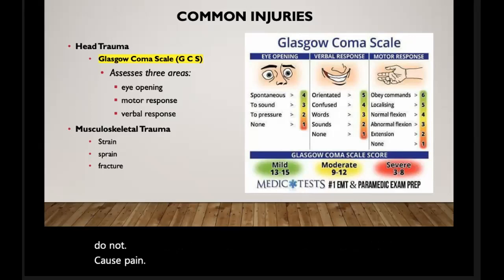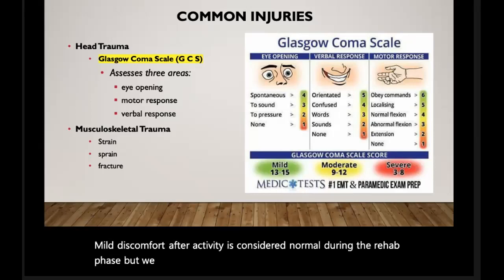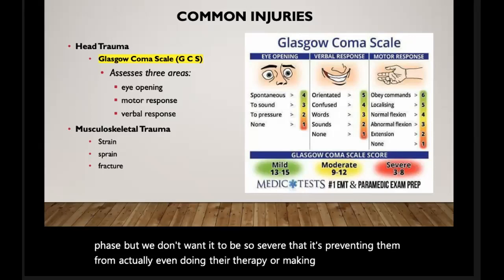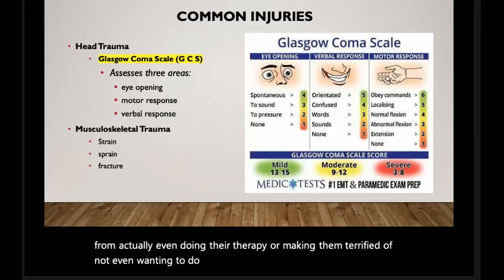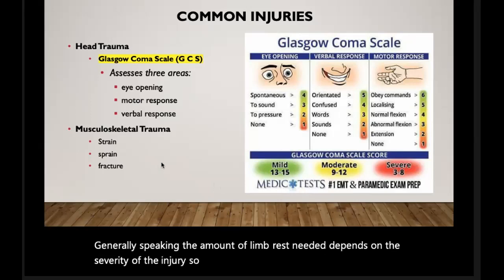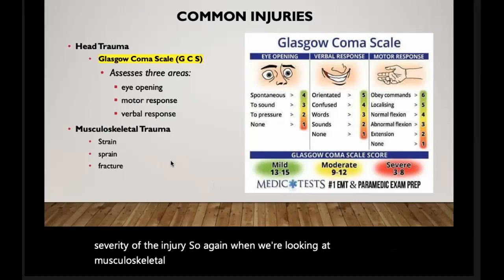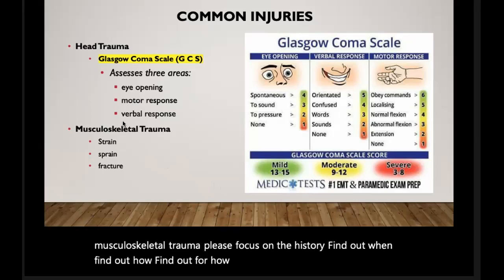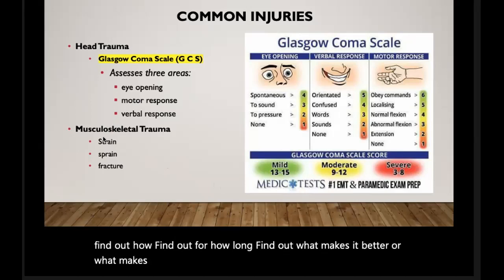However, mild discomfort after activity is considered normal during the rehab phase, but we don't want it to be so severe that it's preventing them from even doing their therapy or making them terrified of doing their therapy. Generally speaking, the amount of limb rest needed depends on the severity of the injury. So again, when we're looking at musculoskeletal trauma, please focus on the history. Find out when, how, and for how long, and what makes it better, what makes it worse, what aggravates it. Ask those questions, guys.